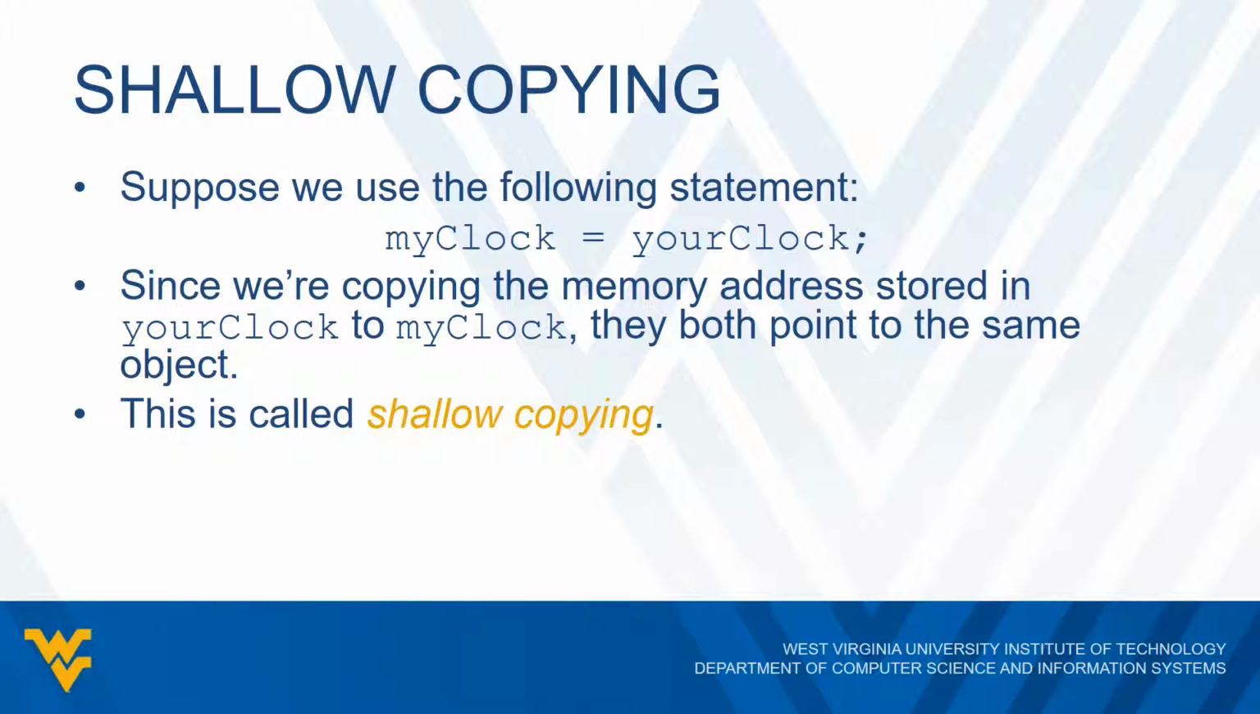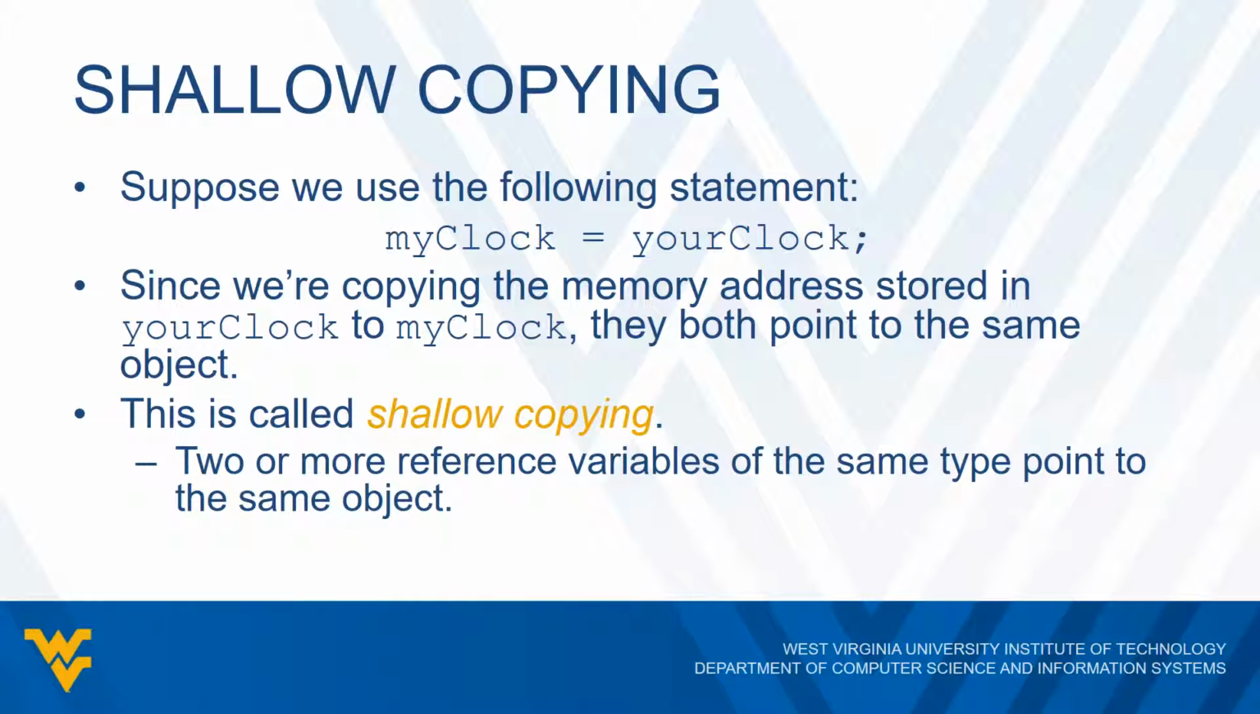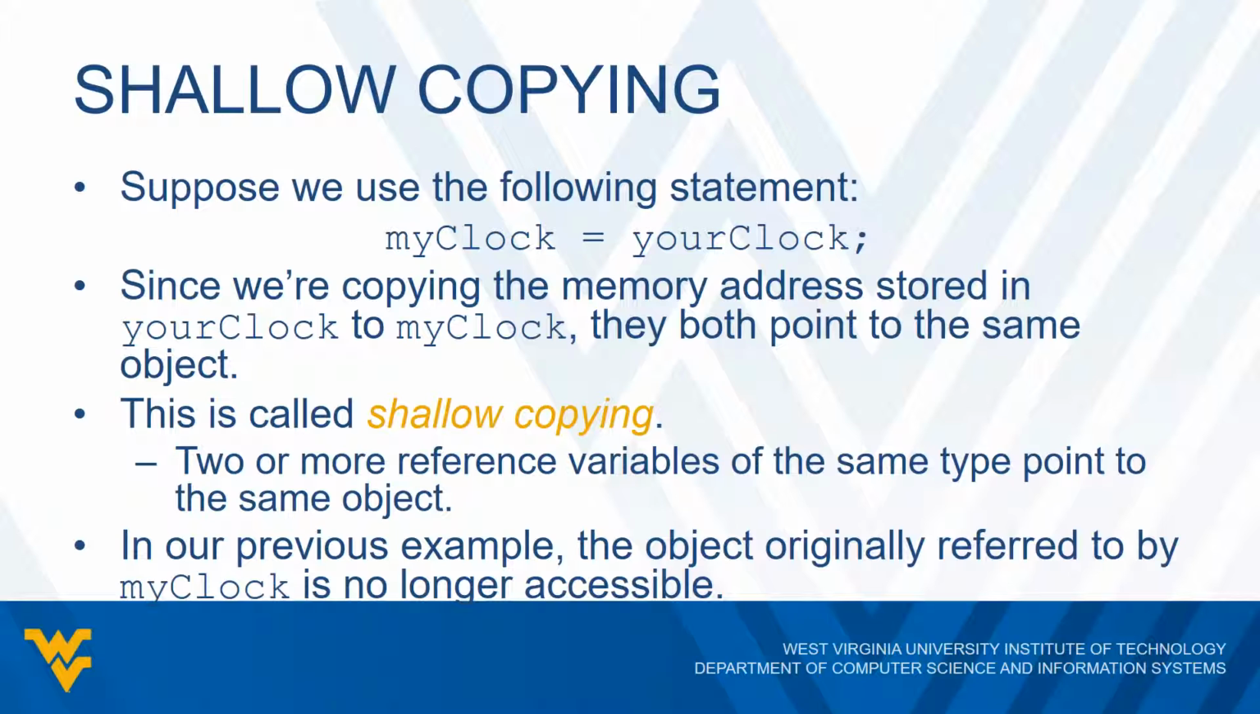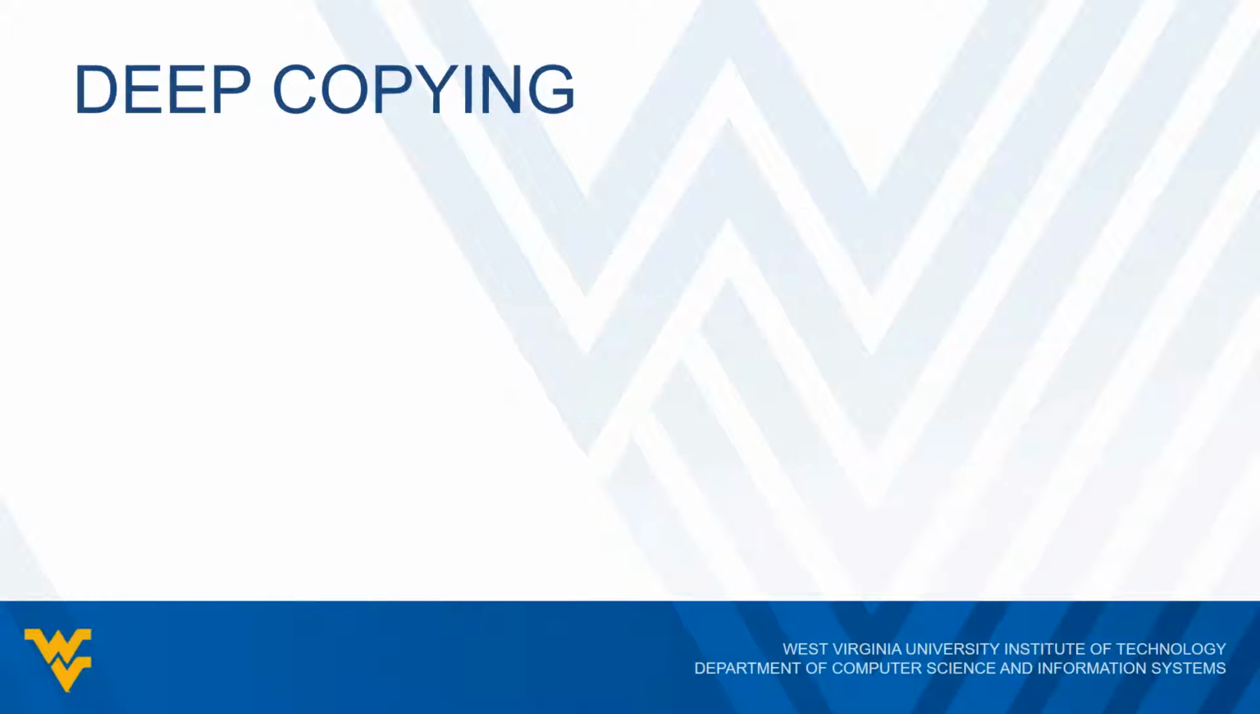This is what we call shallow copying. And this occurs when we have two or more reference variables of the same type point to the same object. So in our previous example, the object that was originally pointed to by the myClock reference variable is no longer accessible because we just overwrote that memory address with the address of yourClock. So whatever object myClock was originally pointing to has just now been obliterated. We can't get to it anymore.